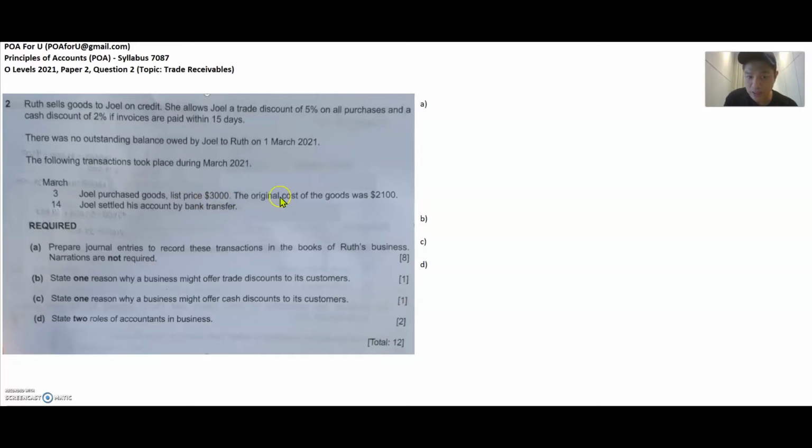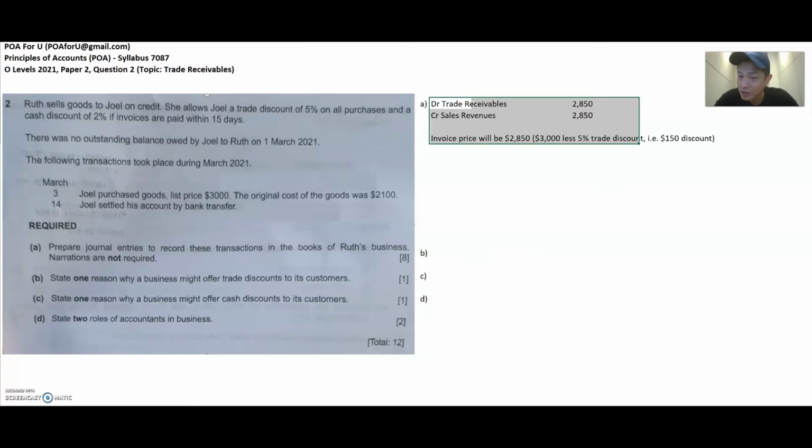Because list price is 3,000, original cost for the goods is 2,100, and there's a trade discount element in that. So think about it, and I'll let you know in 5, 4, 3, 2, 1. Debit trade receivables and credit sales revenues of 2,850. So 2,850 is something that I derived out of taking 3,000, which is the list price. List price means original price before discount, less the discount of 5%.